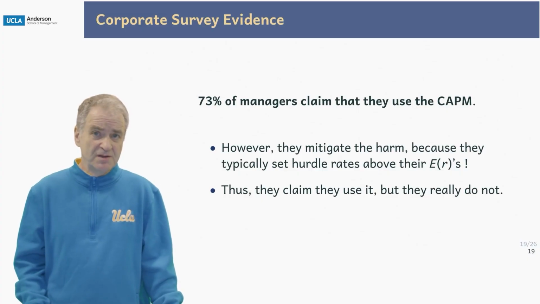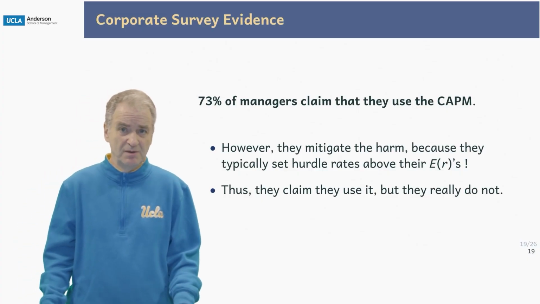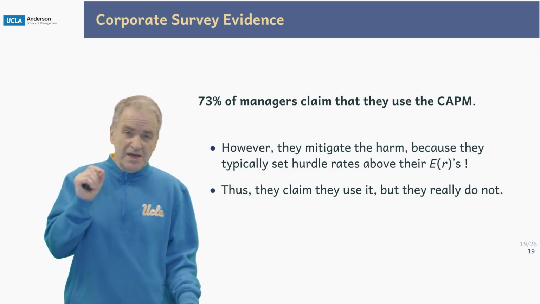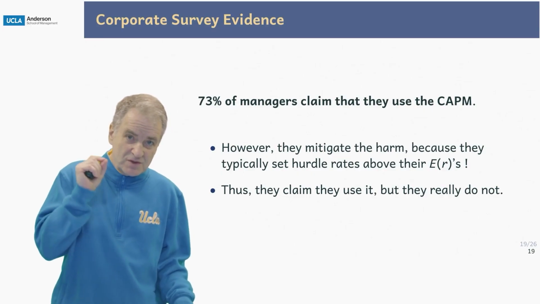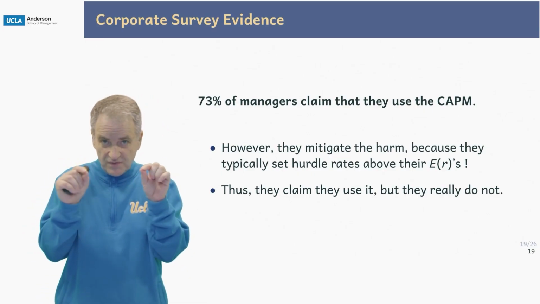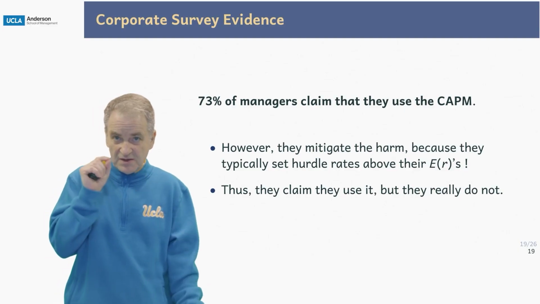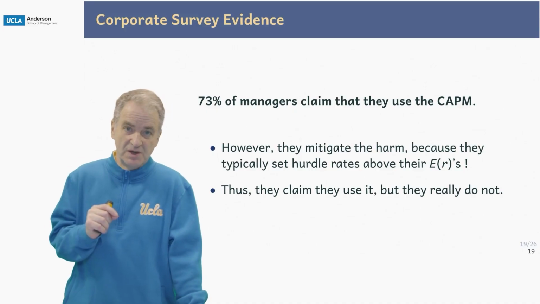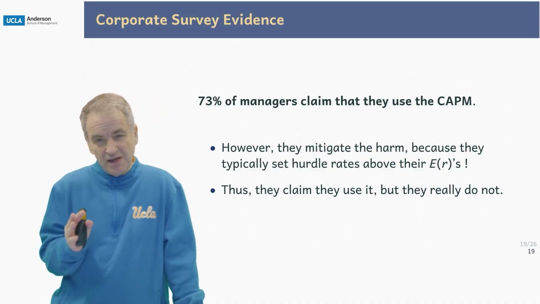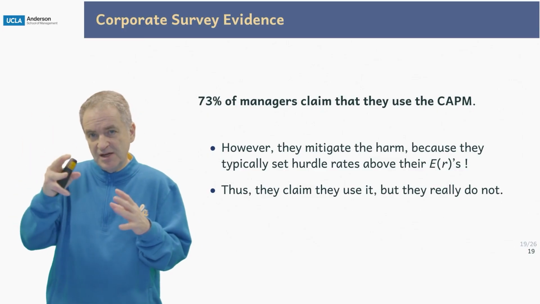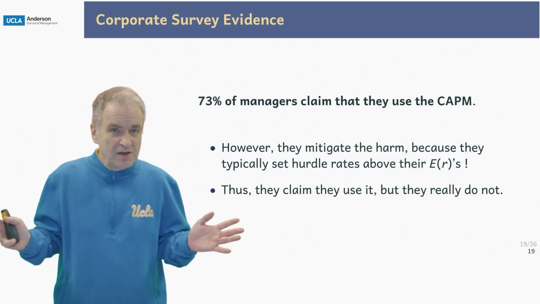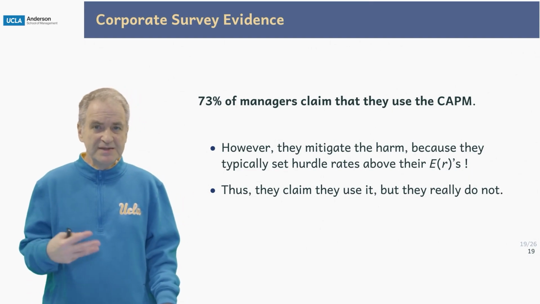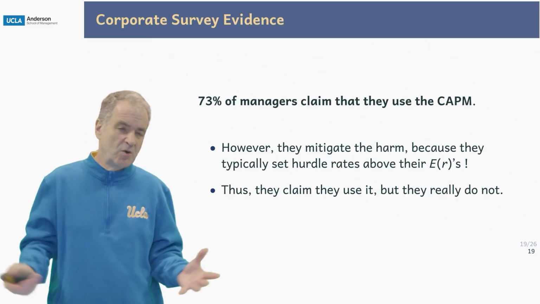73% of managers claim that they use the capital asset pricing model. Fortunately, it's actually not as bad as it could be, because even though they are using it, they don't set their hurdle rates, the opportunity cost of capital in the NPV formula, to the expected rate of return out of the CAPM formula. They take that number and they add a few percentage points to it. So they claim they use it, and they use it sort of as a beginning estimate, but they really don't. Now, if you're going to work in a company, 3/4 of these companies claim that they're using it. If you want to say, well, I'm an educated person, you've got to know what it is that they're using.